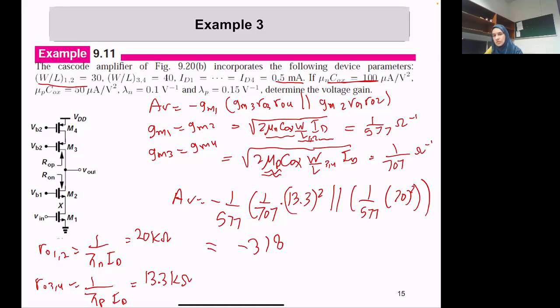Any question, able to do such an example? Any question? No question. Yes. In the improved MOS cascode amplifier, how does the gain improve?